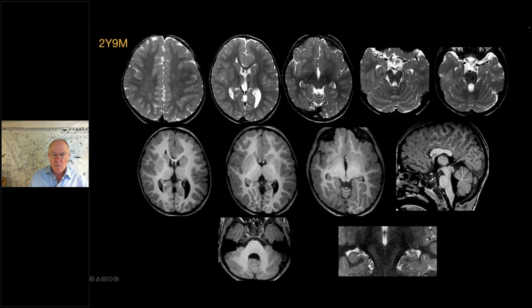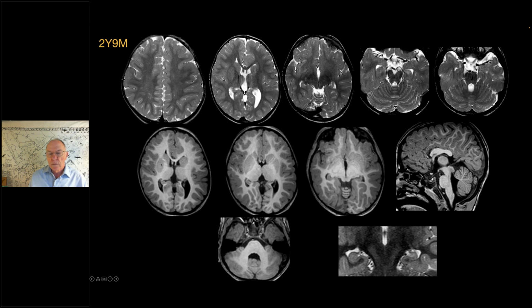Now the follow-up scan at 2 years, 9 months. Again, similar changes in the anterior cingulate cortex, and you can appreciate the deep midline structures. The basal ganglia are again dysmorphic, with abnormal appearance of the bilateral lateral ventricles. No changes in the posterior fossa. Cerebellum is normal. Brainstem appears to be normal.